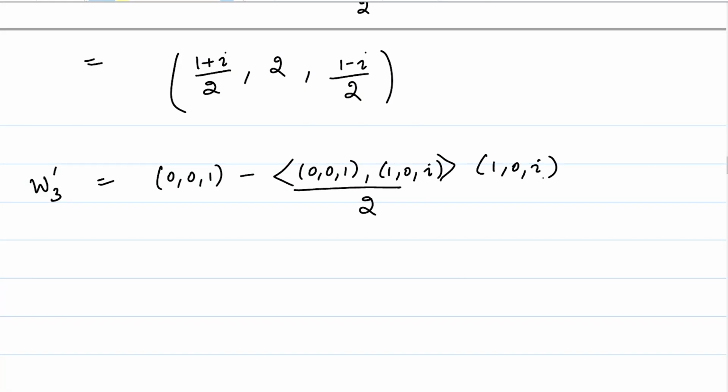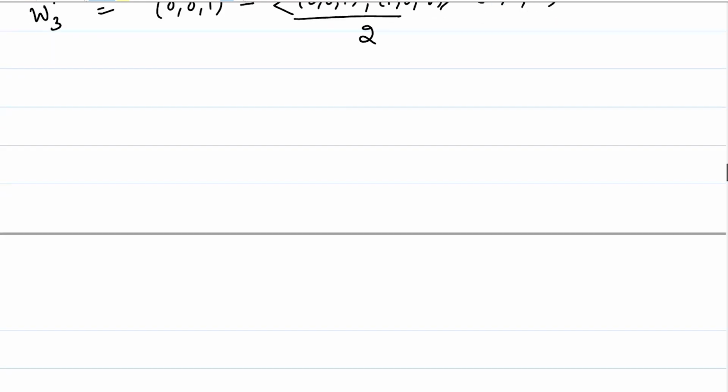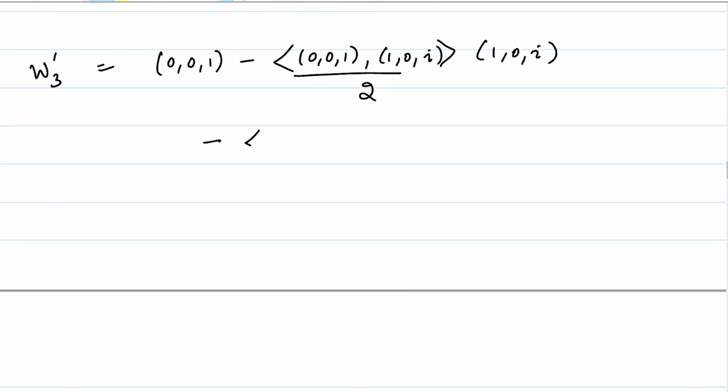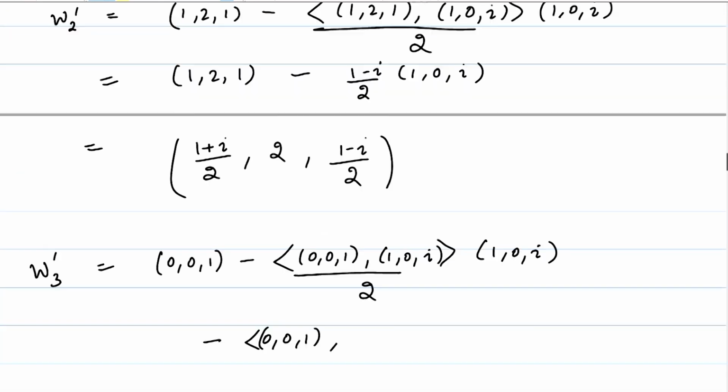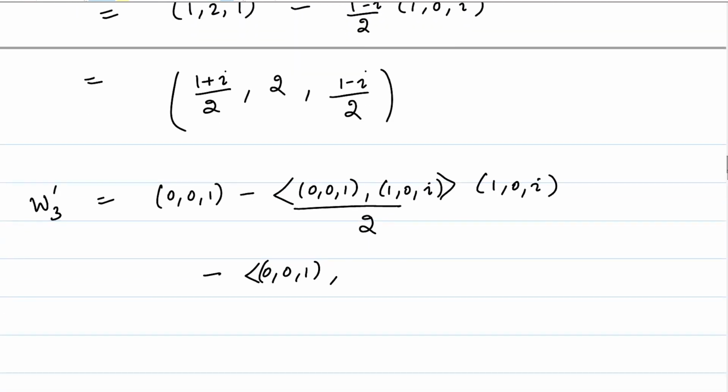The 2 below is basically the length of W1 prime squared, and there will be one more term. This is just going to be the inner product of (0, 0, 1) with our W2 prime, which is, okay, so let's just do one thing. This is just half (1 plus i) over 4 times (1 minus i).